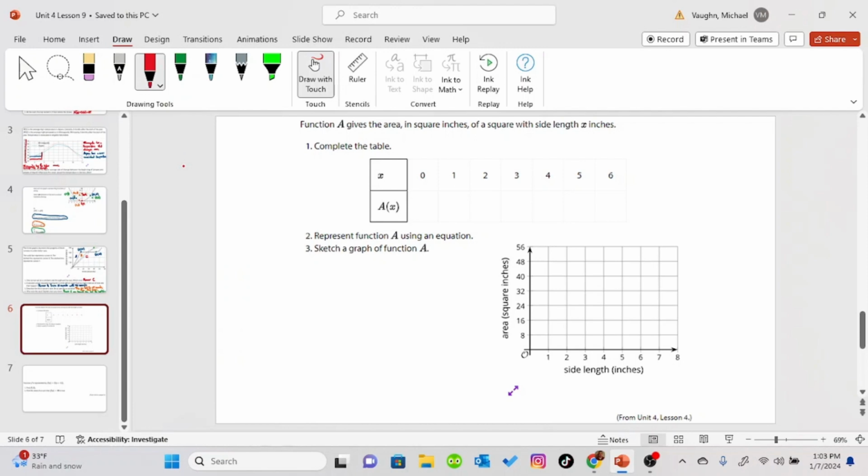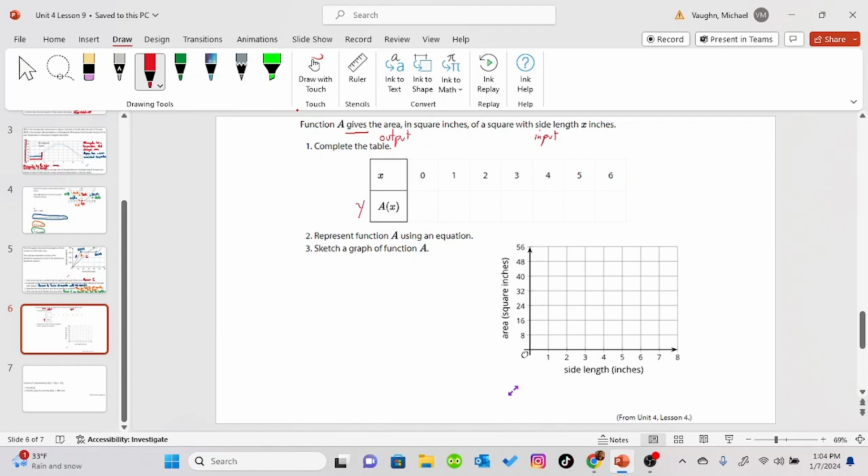Function A gives the area. All right, we see the word gives. That means we know the area is our output in square inches of a square with side length x inches. So side length is our input. We know that our first row is x, our second row is y.